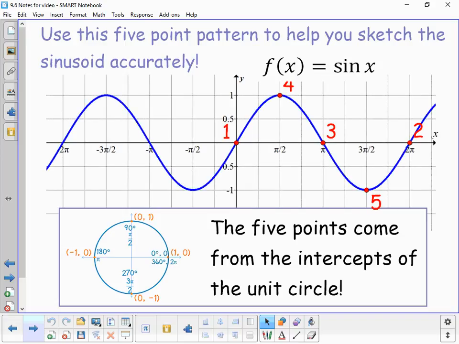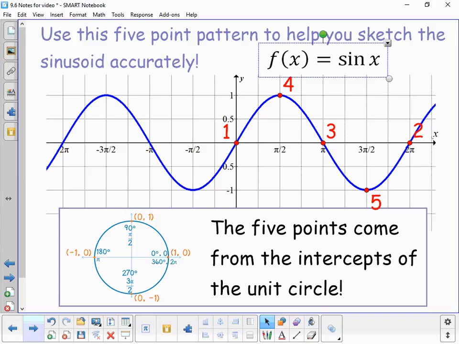And as we're graphing our sine functions today, we're going to use these 5 points that I have shown to help us get a good shape for our graph. At first it's going to seem a little crazy, I think, but once you practice a bit, it's not too difficult. You'll get really good at it, just like with all things.